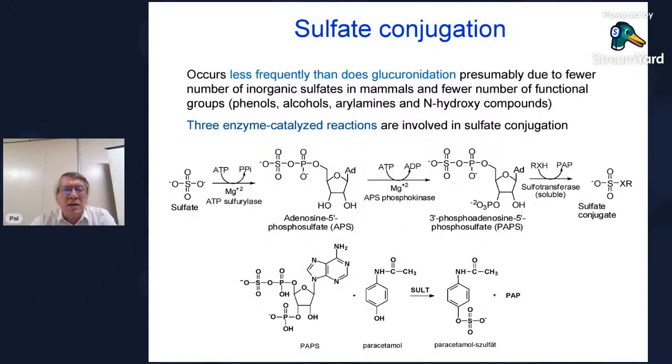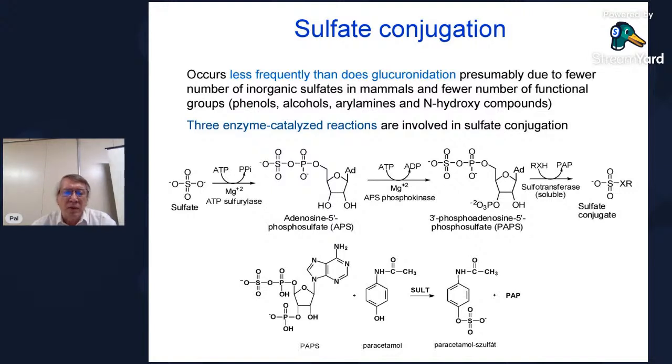The sulfate conjugation is less frequent than glucuronidation, and the capacity of sulfate conjugation is also smaller because the glucuronic acid supply is much higher under physiological conditions than the sulfate supply.